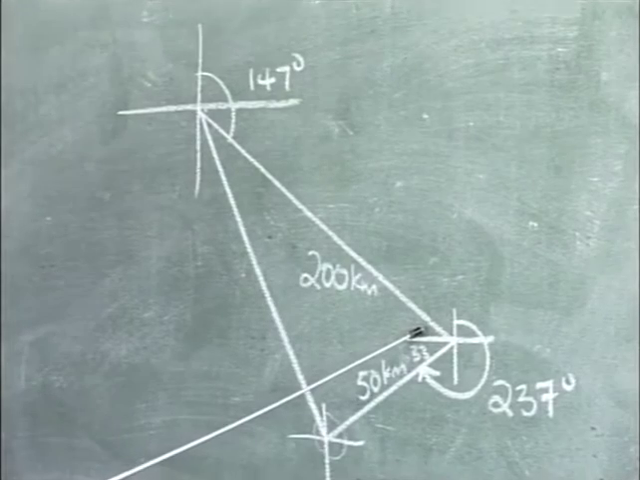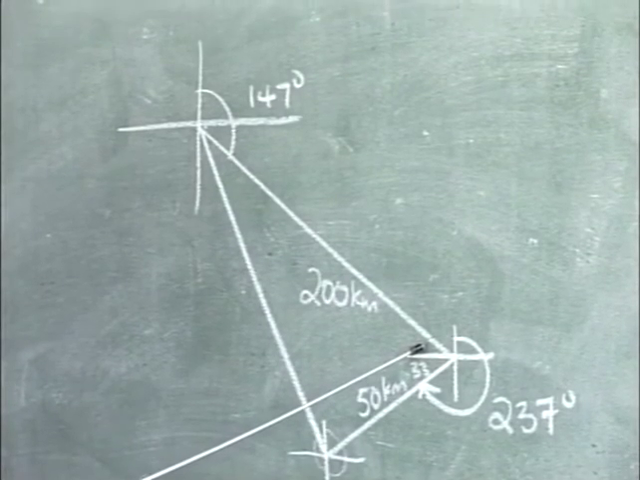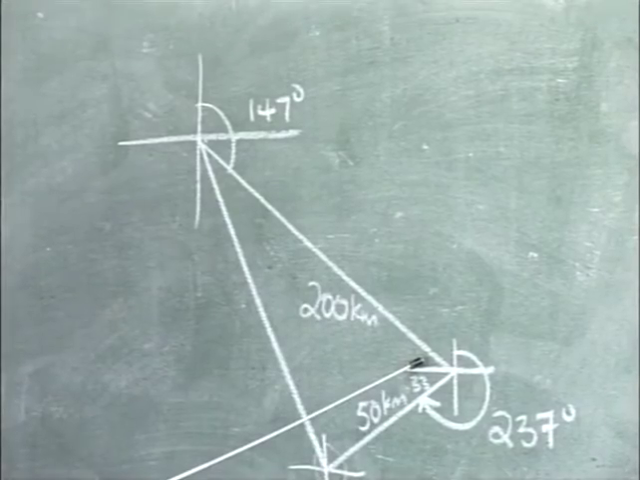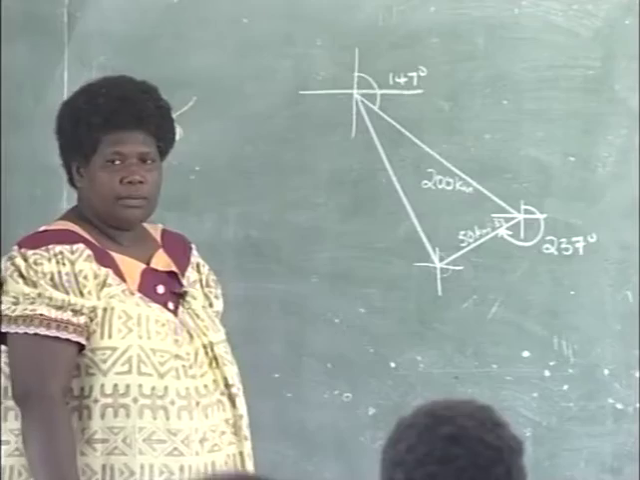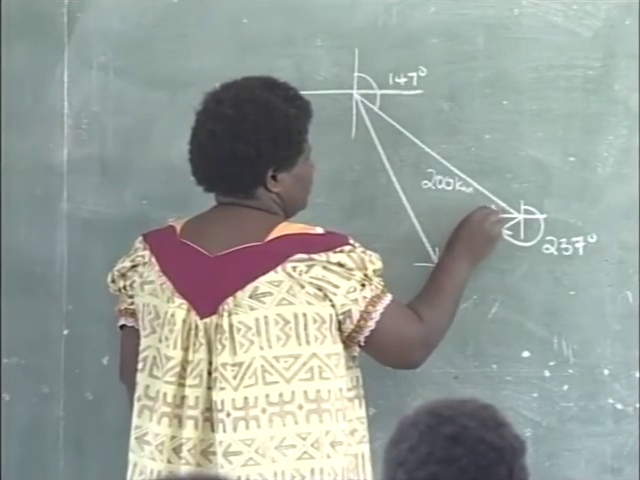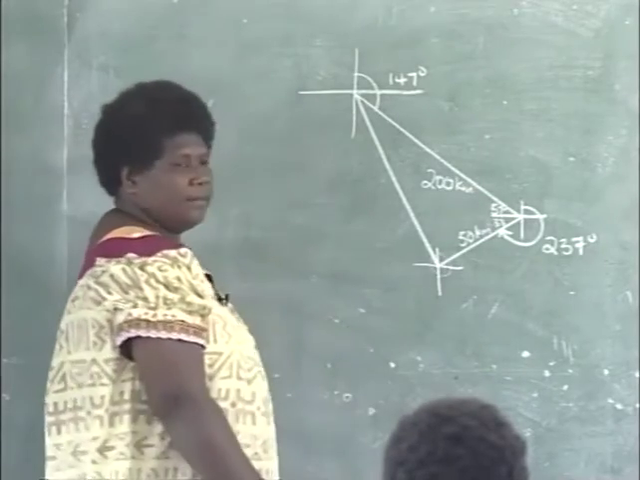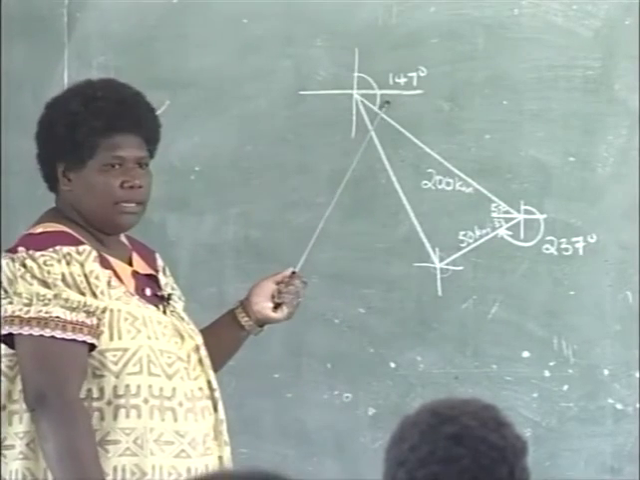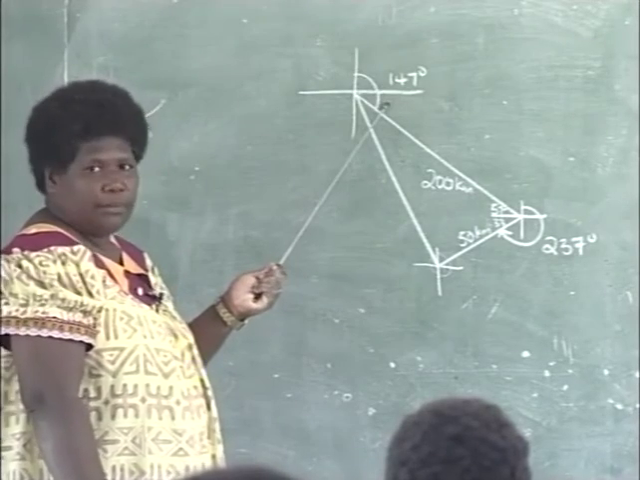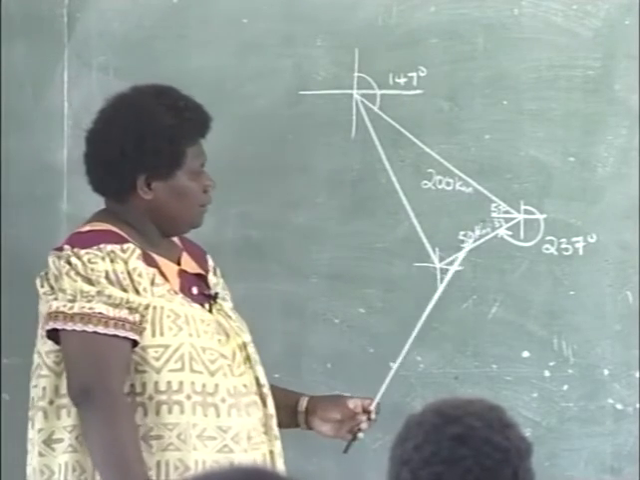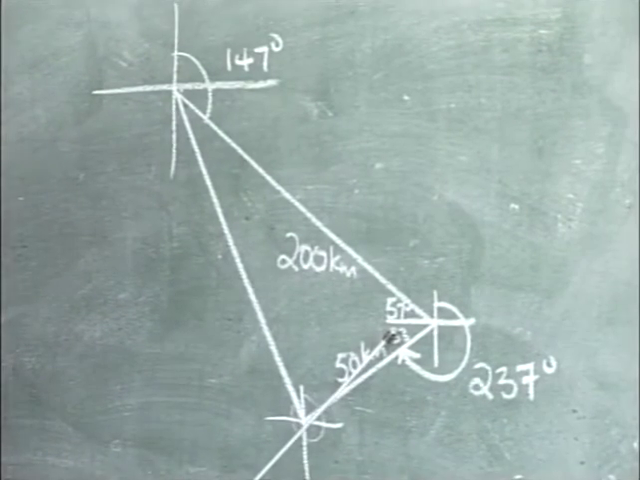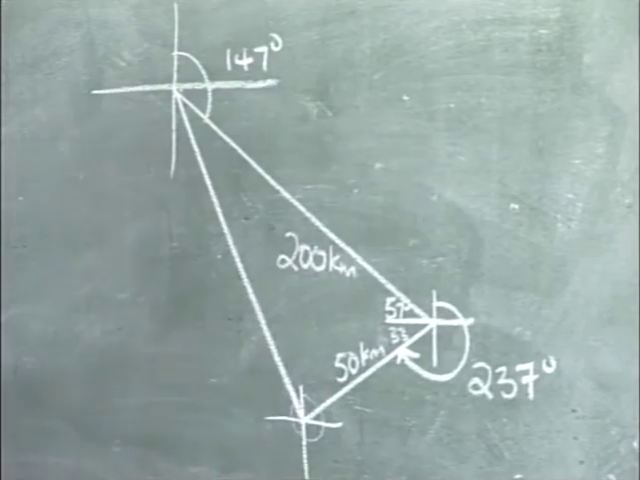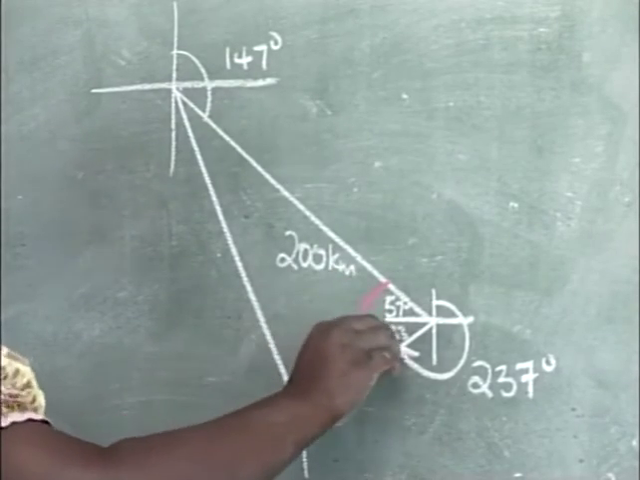Agnes. Use the mic. 57 degrees. And you get 57 from here. They are alternate angles because 90 plus 57 will give you 147. And 237 take away 180 will give you 33 degrees. So this angle is actually a right angle.